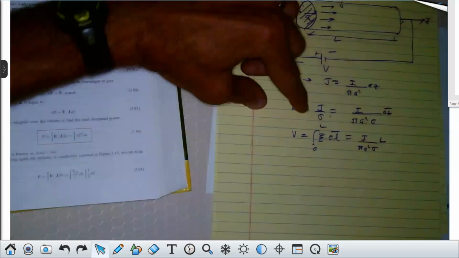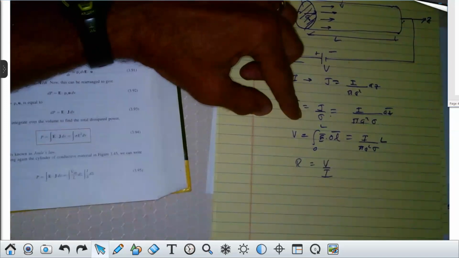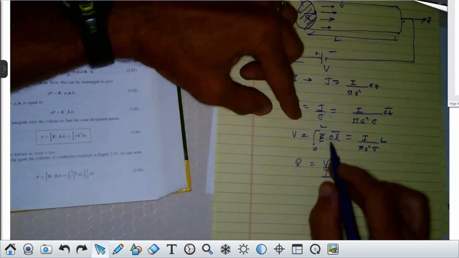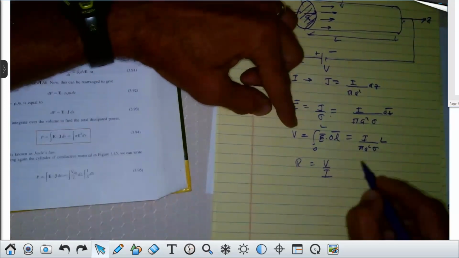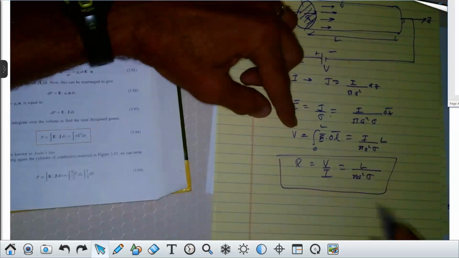Now, once I have this, how do I get resistance? It's V over I, right? Correct, class? There's the voltage. I divide by I, and I have L over pi A squared sigma. And that's the classic way of doing resistance.